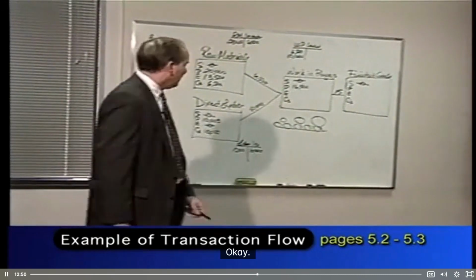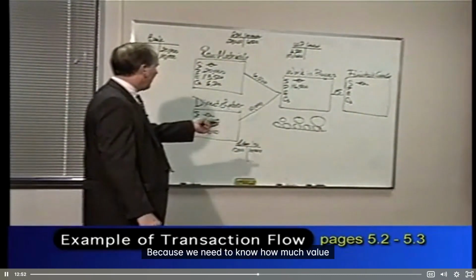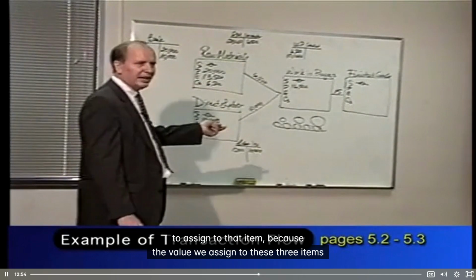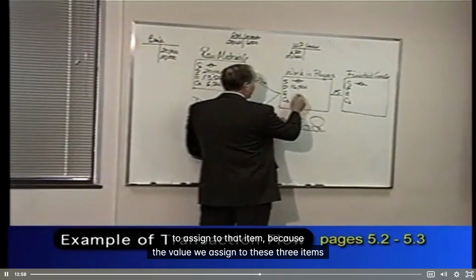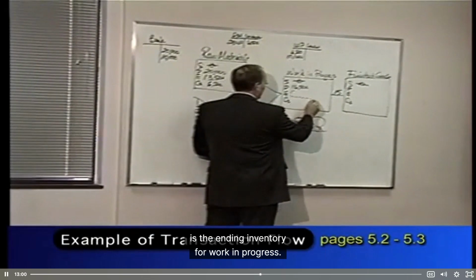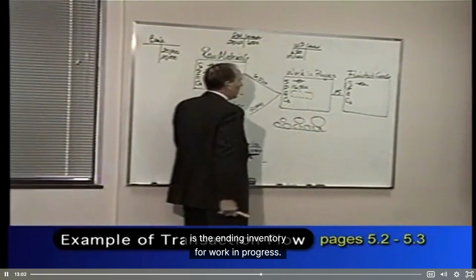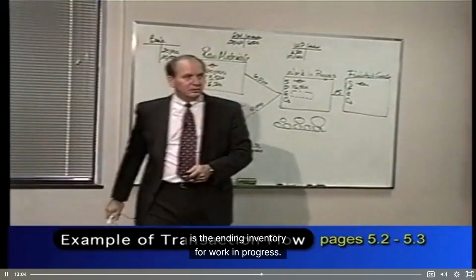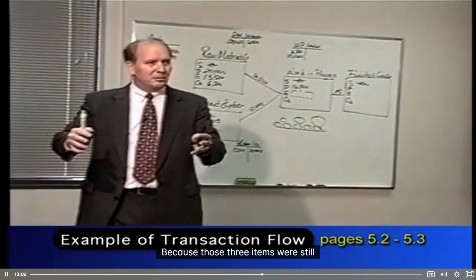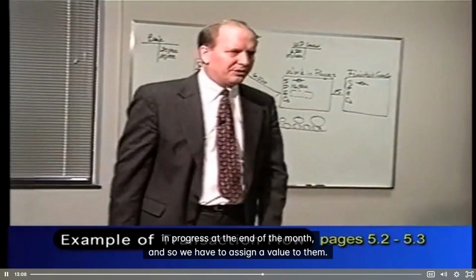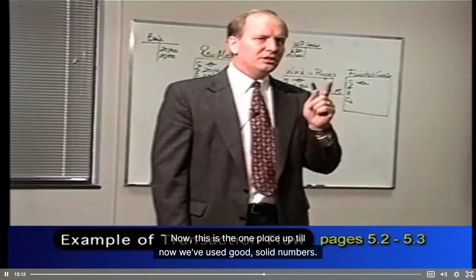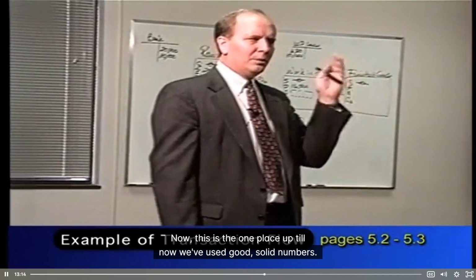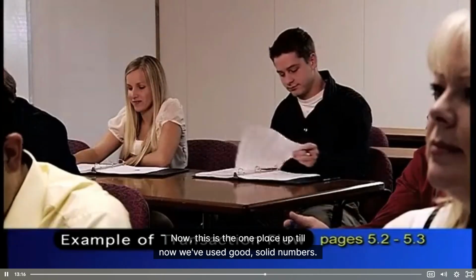Okay. Because we need to know how much value to assign to that item, because the value we assign to these 3 items is the ending inventory for work in progress. Because those 3 items were still in progress at the end of the month. And so we have to assign a value to them. Now this is the one place, up till now, we've used good, solid numbers.